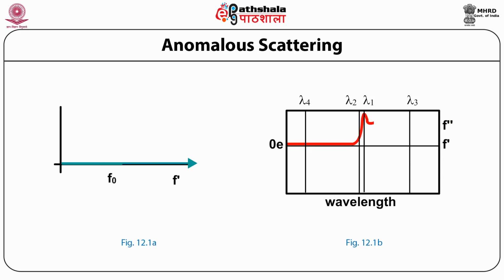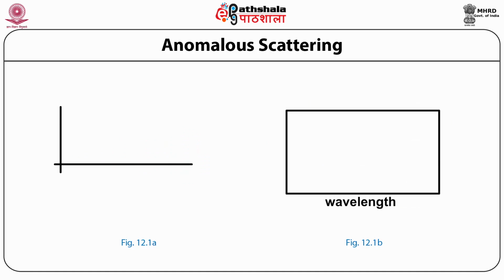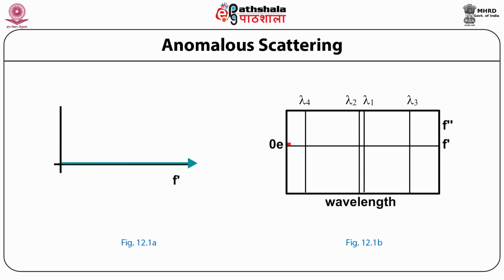So it is like a vectorial diagram: f naught plus f prime going along one direction, added with f double prime to get f. So f will simply be the square root of f naught plus f prime, whole square, plus f double prime whole square.